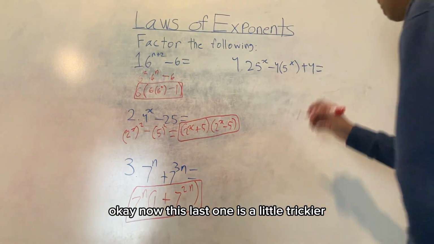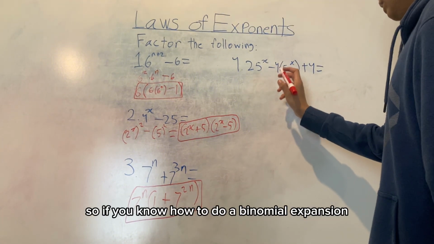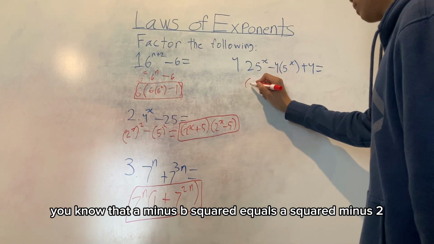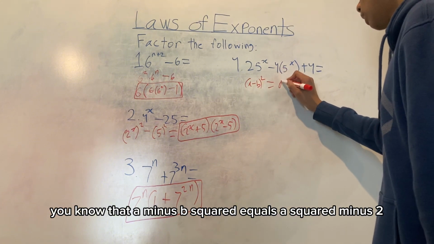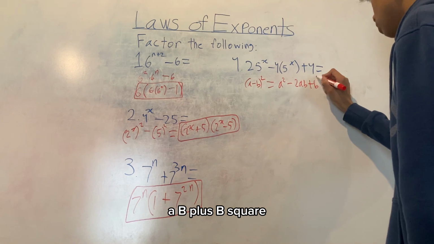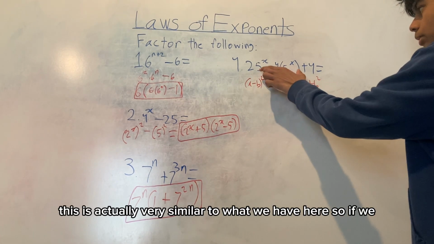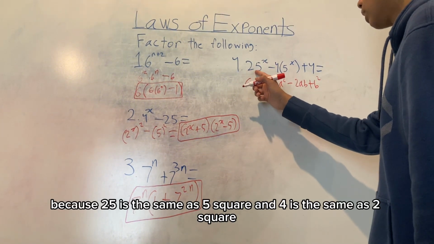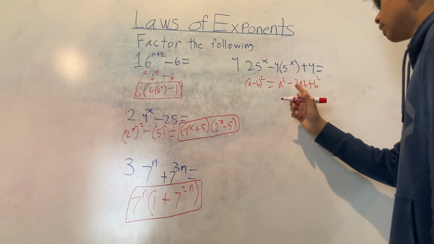Okay, now this last one is a little trickier. So if you know how to do a binomial expansion, you know that a minus b squared equals a squared minus 2ab plus b squared. And if you look closely, this is actually very similar to what we have here. So we know that because 25 is the same as 5 squared and 4 is the same as 2 squared.